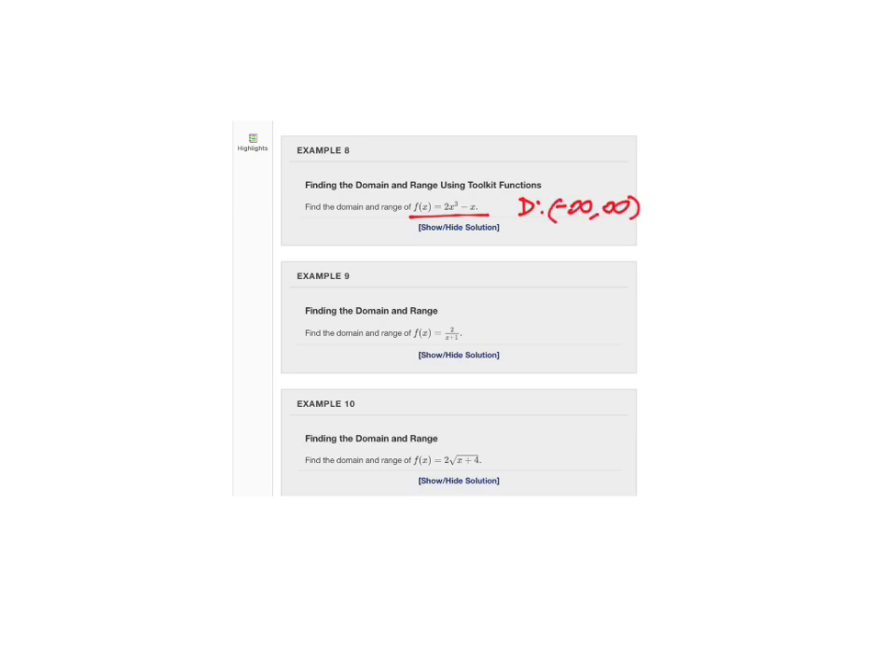What does this guy look like? Something like that. F of x equals 2x cubed minus x. So you should recognize that as a cubic. You should be able to reference your toolkit function, domain and range. You should know this goes from negative infinity to positive infinity in domain. What about range? What does it do? Negative infinity to positive infinity. Is that better?